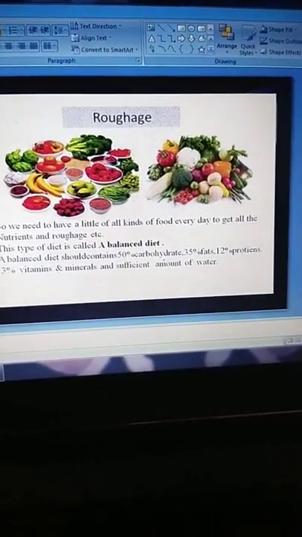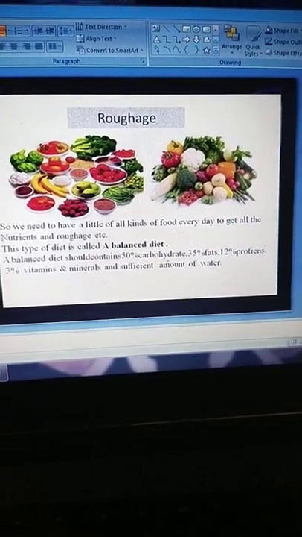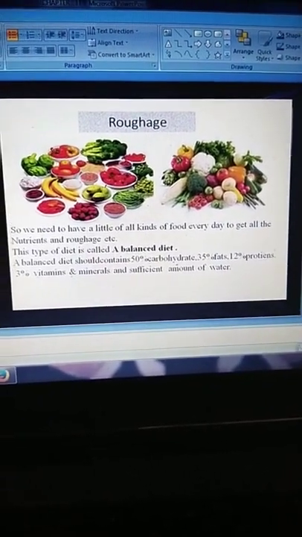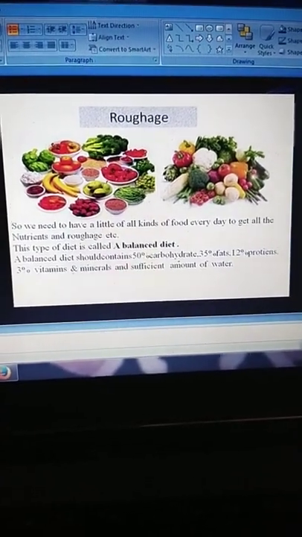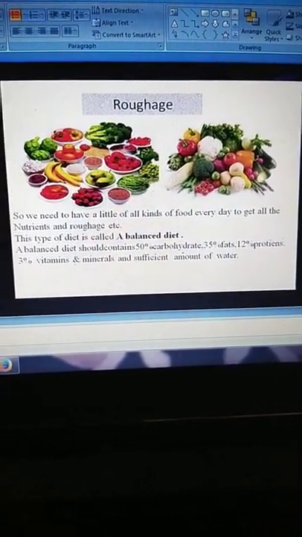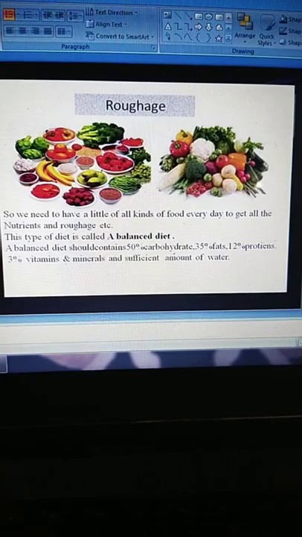Next is roughage. So we need to have a little of all kinds of food every day to get all the nutrients and roughage, etc. This type of diet is called a balanced diet.